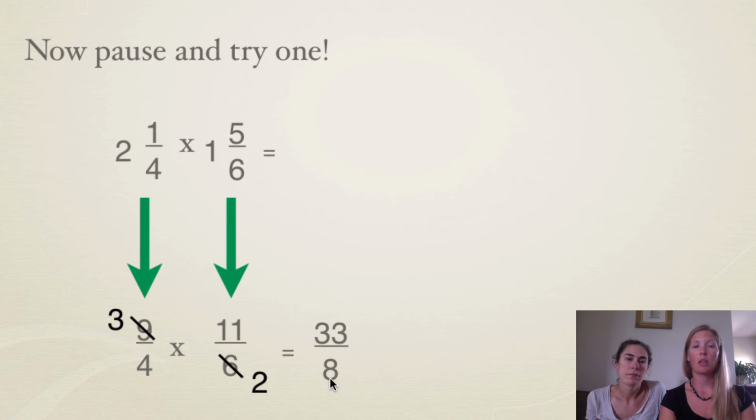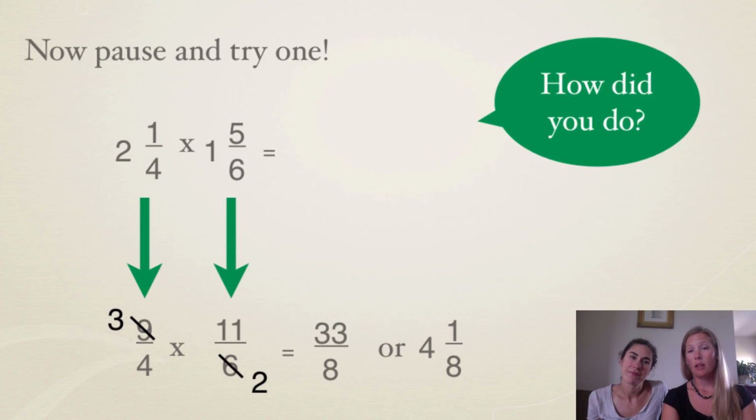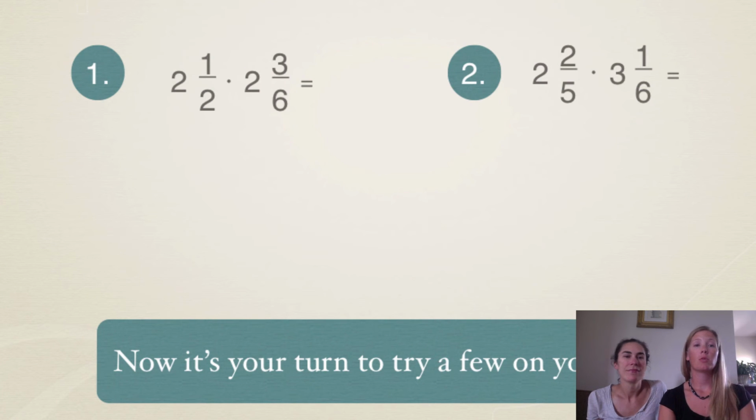So 33/8. Now, again, improper fraction, so automatically this should be like, you need to simplify it even more. So I'm going to turn that into a mixed number, and at this point, 1/8 is as simplified as it can be. So 4 1/8 is your totally simplified, beautiful answer. So now, hopefully you got that right. Now you get to try 2 on your own.